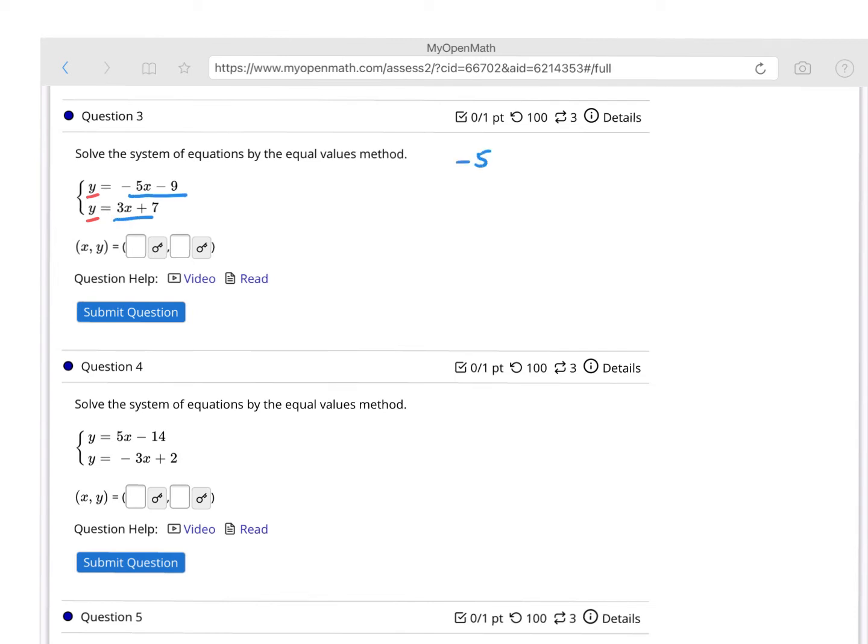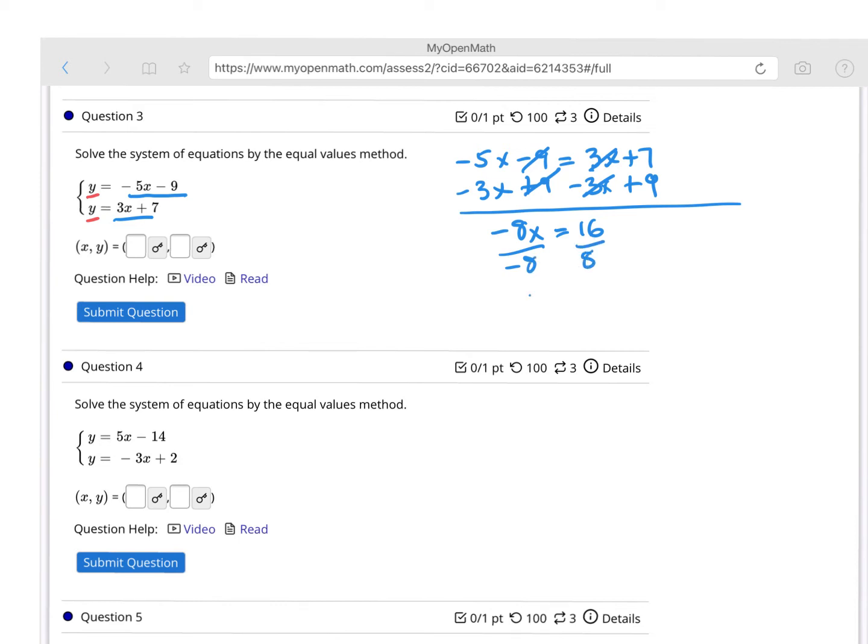So I'm going to have negative 5x minus 9 equals 3x plus 7. So to solve this, I have to combine my like terms. I'm going to start off by adding 9 to both sides, and then I'm going to subtract 3x from both sides. When I do that, my 9's will cancel out here, leaving me a negative 8x. My 3x's cancel out here, so then I'm going to be left with 16. Divide by negative 8, and I get that x is equal to negative 2. So we know that x is negative 2.